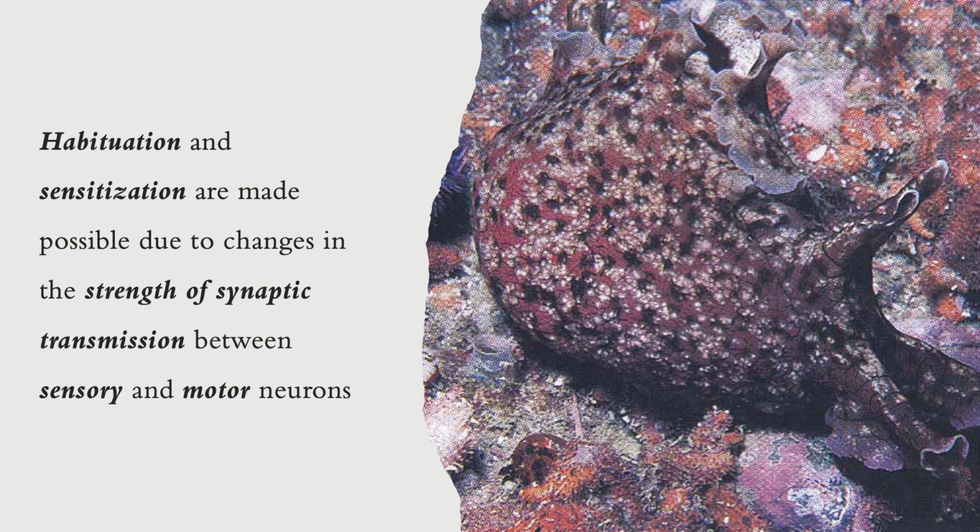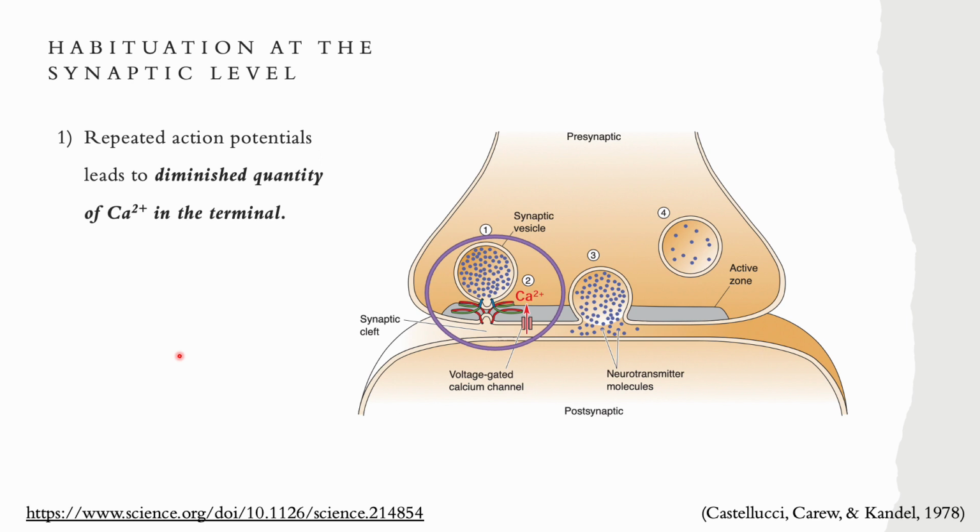Both habituation and sensitization are made possible due to changes in the strength of synaptic transmission between sensory and motor neurons. Synapses help us to store memories. Let's talk about habituation at the synaptic level. If you want to read more about this, I actually posted a link to this paper that was published by Kandel and his team back in 1978. So this is some really old research, but it was pivotal for the foundation of the field of neuroscience.